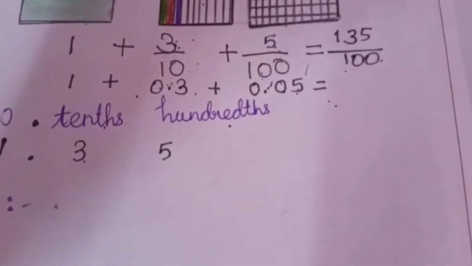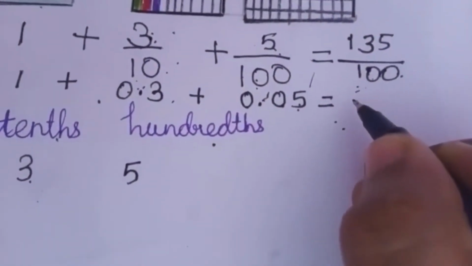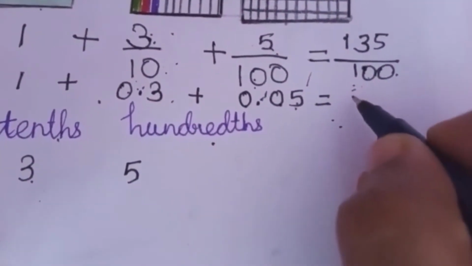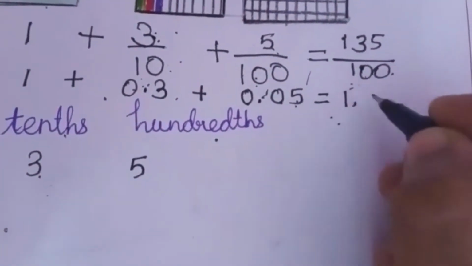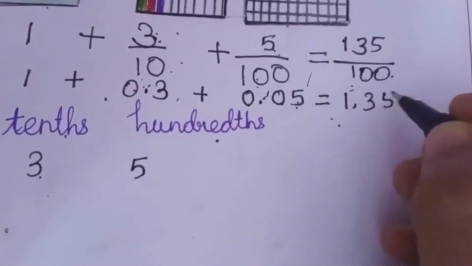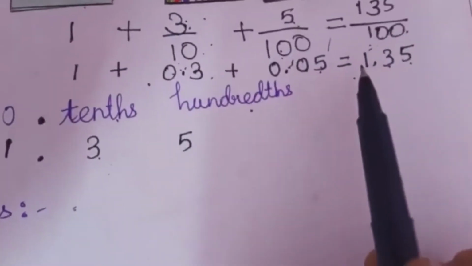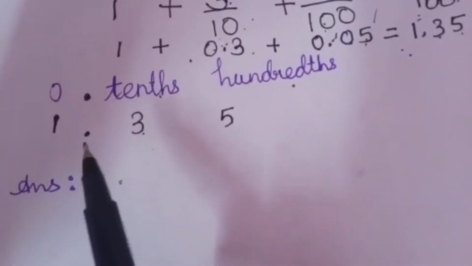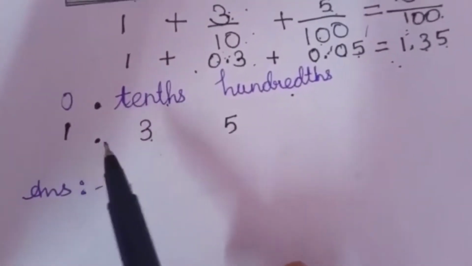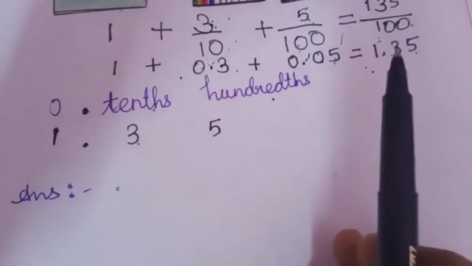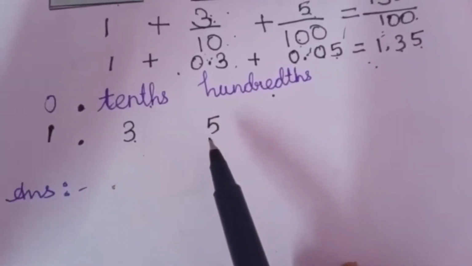The ones which we add, the answer should come in points. So the same thing you write in points: 1.35. See, so same 1.35, if you write it in place value system: under ones, 1 is there, so here 1, then point. Under tens, we have 3, right, here 3. Under hundreds, we have 5, so right here 5.